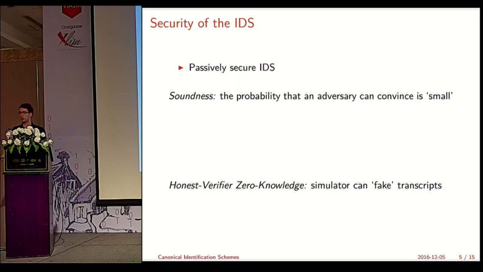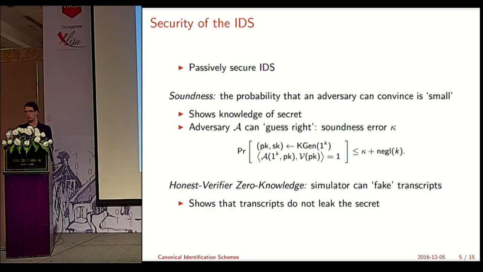And then what do we require of this identification scheme? We require it to be passively secure. And we define security in terms of soundness, which means the probability that the adversary can convince a verifier should be small. So only a real prover that knows the secret key can convince a verifier. And we also want it to be honest-verifier zero knowledge, so that the verifier could simulate the entire transcript, showing that he does not know the secret, and he's able to compute one of these conversations without actually knowing the secret.